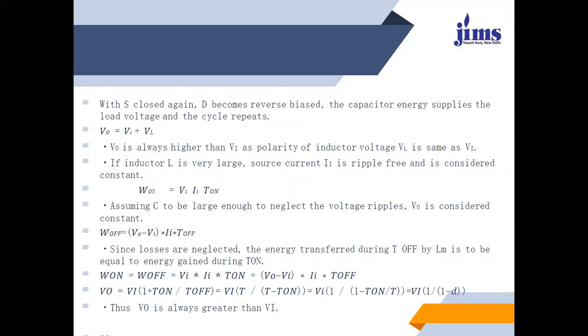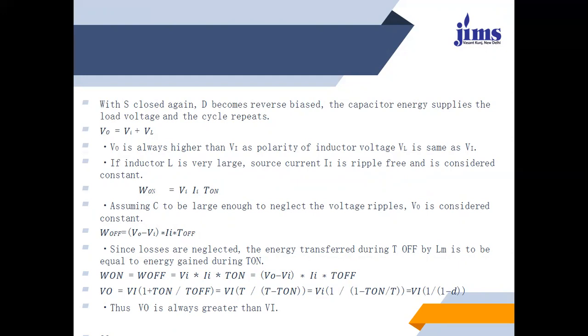If inductor L is very large, we can say that the source current Ii is ripple free and is considered constant. So W on, the energy during on time, will be Vi into Ii into T on, where T on means the on time. Assuming C to be large enough to neglect the voltage ripples, V output is considered constant. So W off will be based upon the voltage V output minus V input, into input current and the off time.